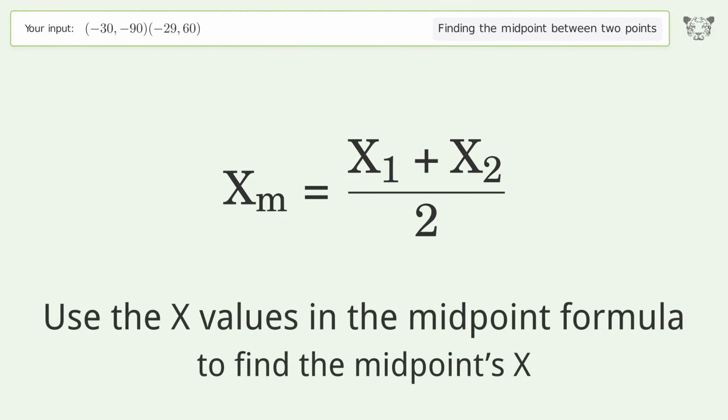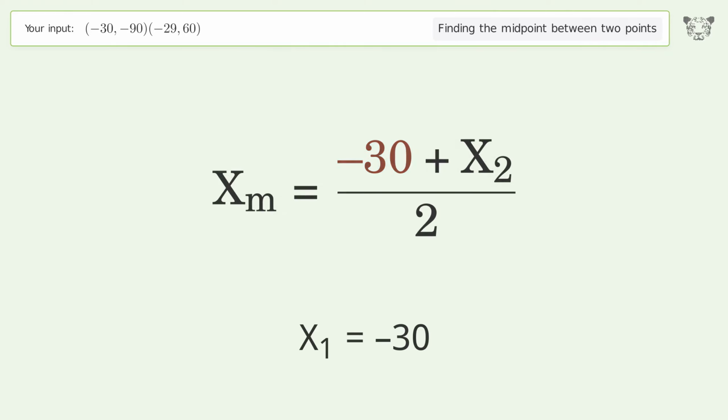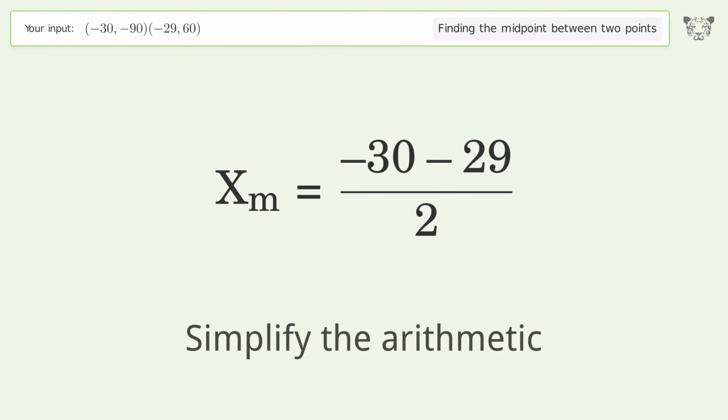Use the x values in the midpoint formula to find the midpoint's x. x1 equals -30. x2 equals -29. Simplify the arithmetic.